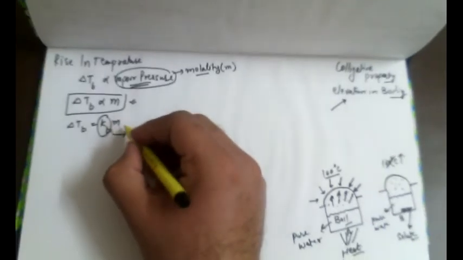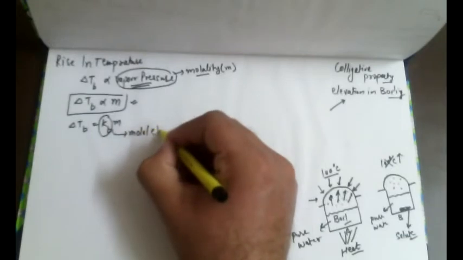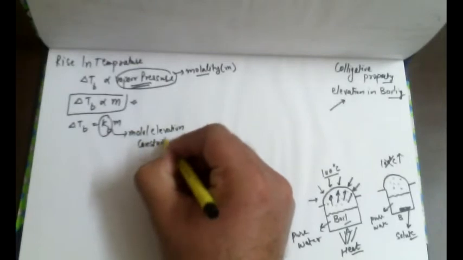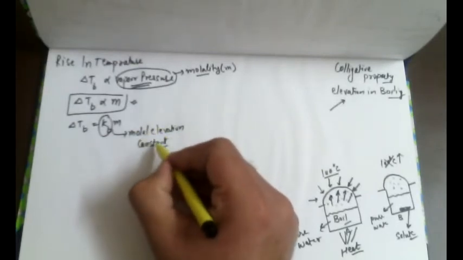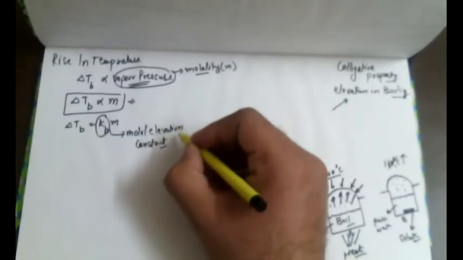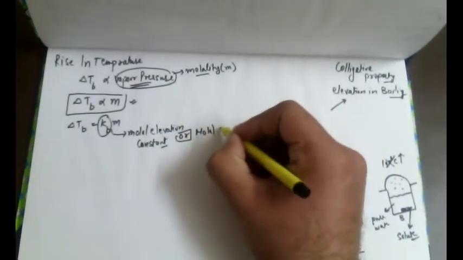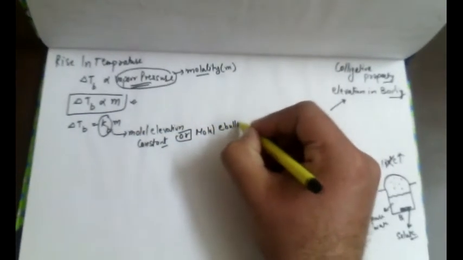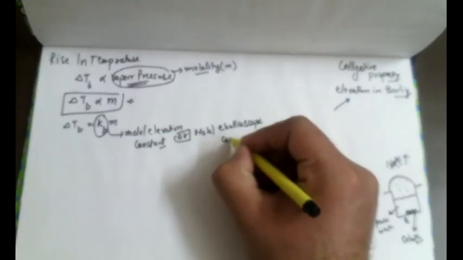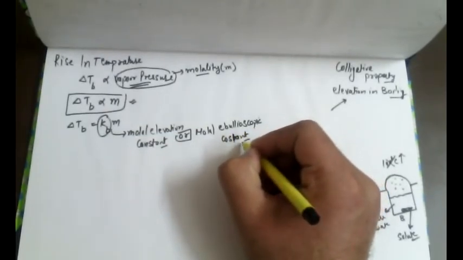We call this constant the molal elevation constant. What does this mean? This constant relates to the surroundings, or we call it the molal ebullioscopic constant. These are the two names of this.